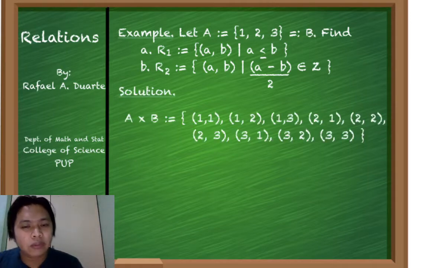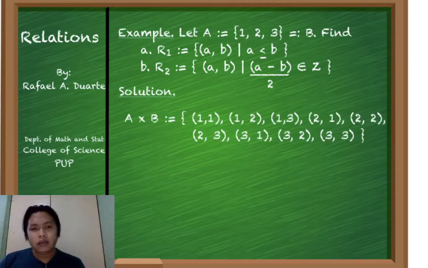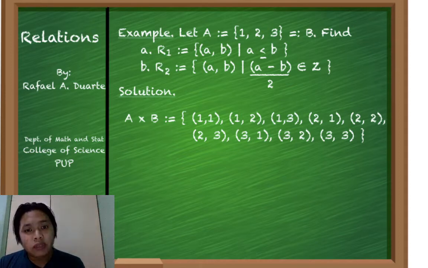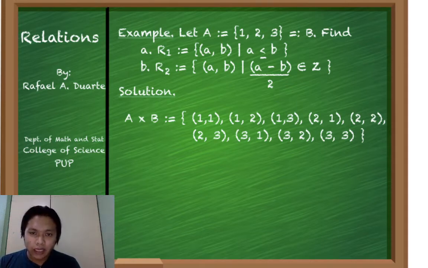So how do we do that? Like I said, you can't find a relation if you don't have the Cartesian product. So you need to find first the Cartesian product of A and B. When I do the Cartesian product for A and B, that's A cross B. The first element comes from A, the second element comes from B. And then this is what you will get. Okay? This should be the result you get.